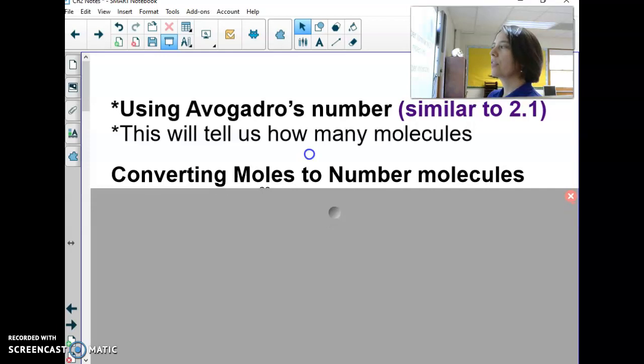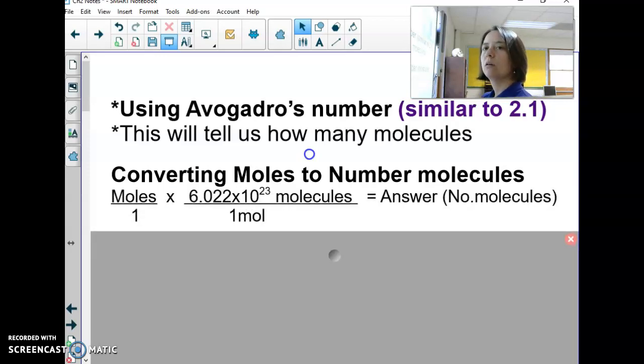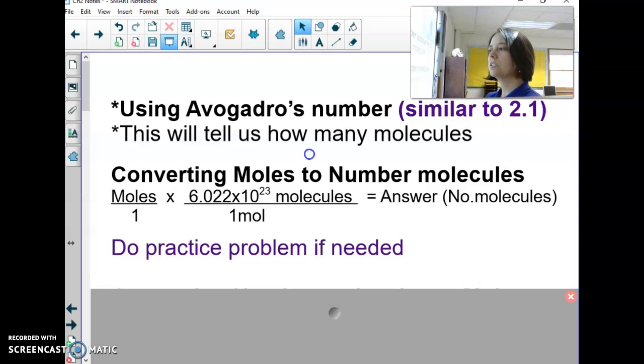And when we're dealing with converting moles to the number of molecules, it is the same thing as converting moles to the number of atoms. Because in 1 mole of an element, you have 6.022 times 10 to the 23rd atoms, and in 1 mole of a compound, you have 6.022 times 10 to the 23rd molecules. So please write this down, converting moles to number of molecules. Moles over 1 times 6.022 times 10 to the 23rd molecules over 1 mole is equal to your answer with the unit molecules. And this is the same setup except with a different unit from 2.1.